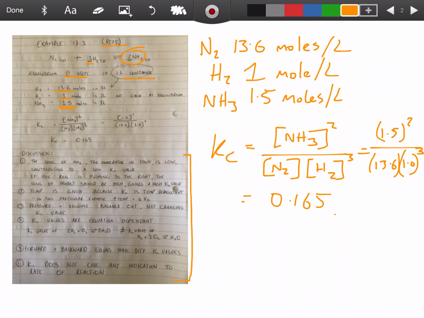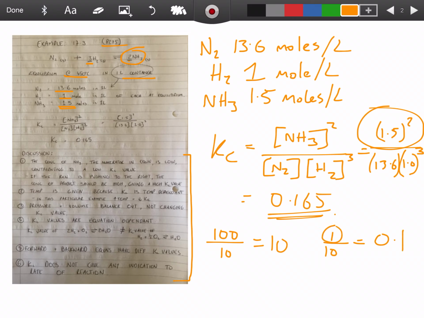Because that concentration is low, that's the numerator in the fraction. You can see that's the thing on top of the line. That in turn gives us a small number value at the end. You can imagine if I have 100 over 10, it gives me a value of 10. But if I've got 1 over 10, it gives me a value of 0.1. The numerator dictates how big the actual value of the answer is.